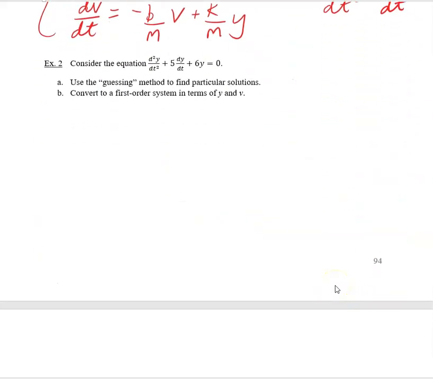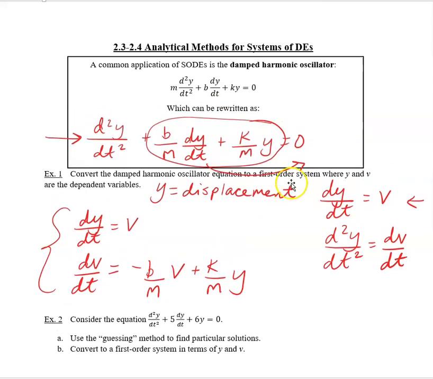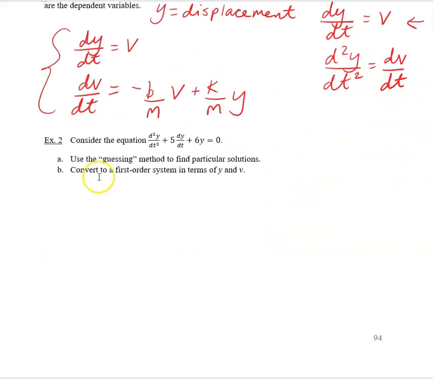It says, consider the equation. So we've got the second order differential equation. Again, this is a form of the damped harmonic oscillator. It says, use the guessing method to find a particular solution. So here's the way this works. First, we're going to make a guess, and it's going to be an exponential function, I'll tell you that. So it's going to be y equals e to the st. This looks like a 5, but it's not, it's an s.